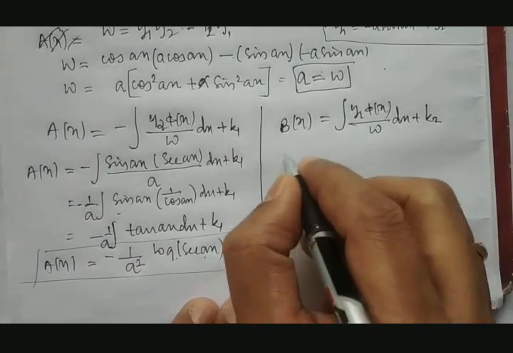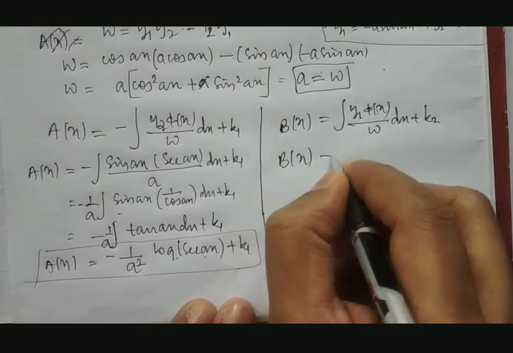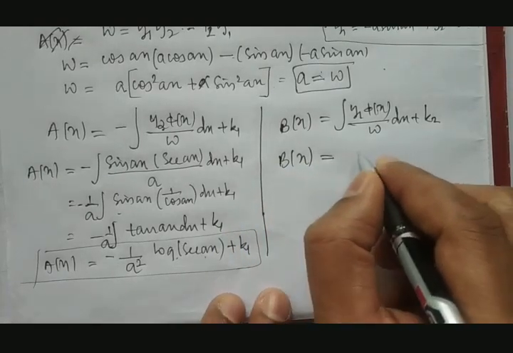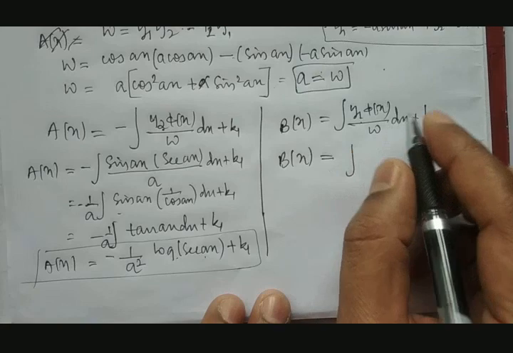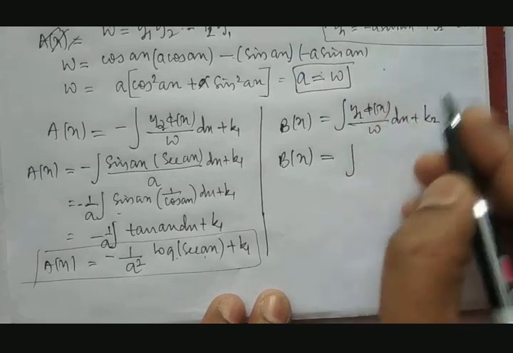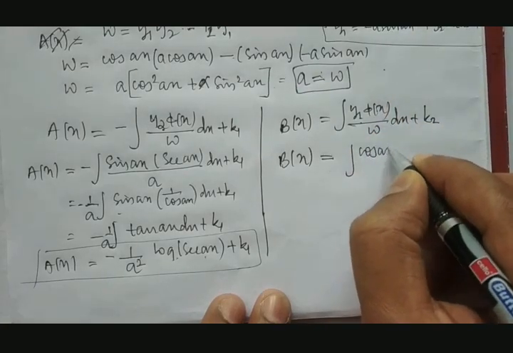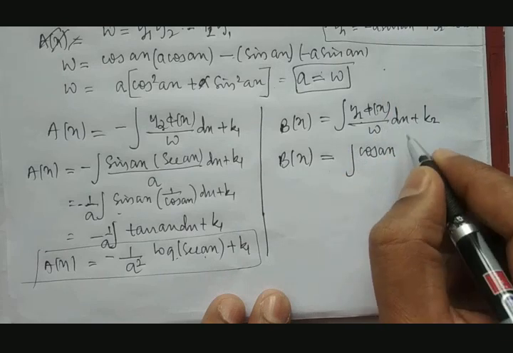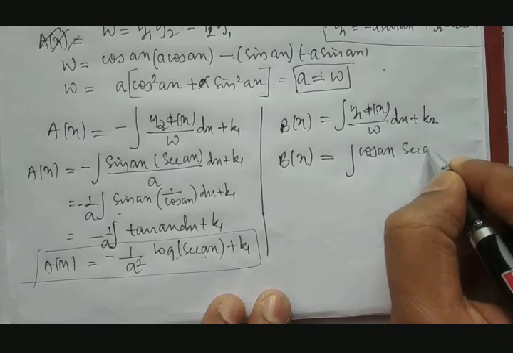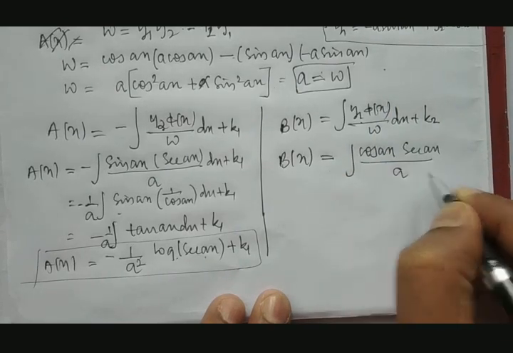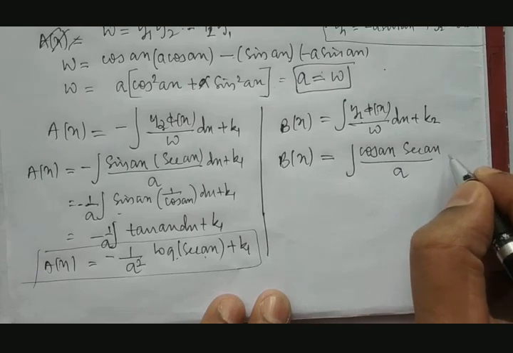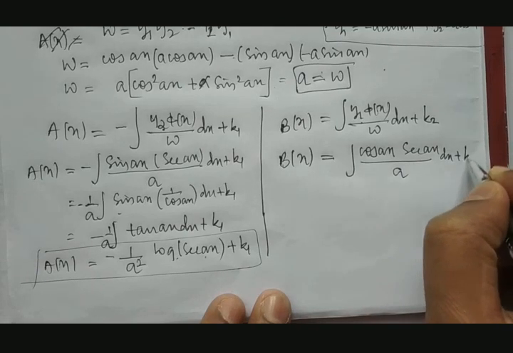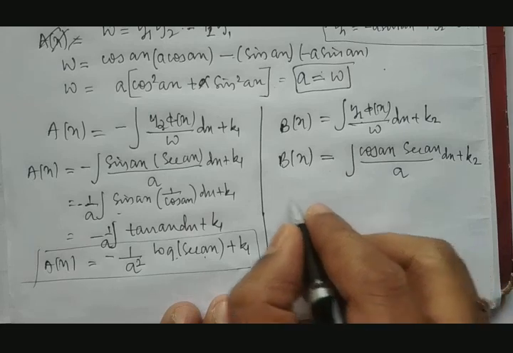Similarly, let us calculate the value of B. B of x is equal to integration of y1, which is nothing but cos ax, into phi of x, which is nothing but sec ax, divided by the value of W, which is a, with respect to x plus constant k2.